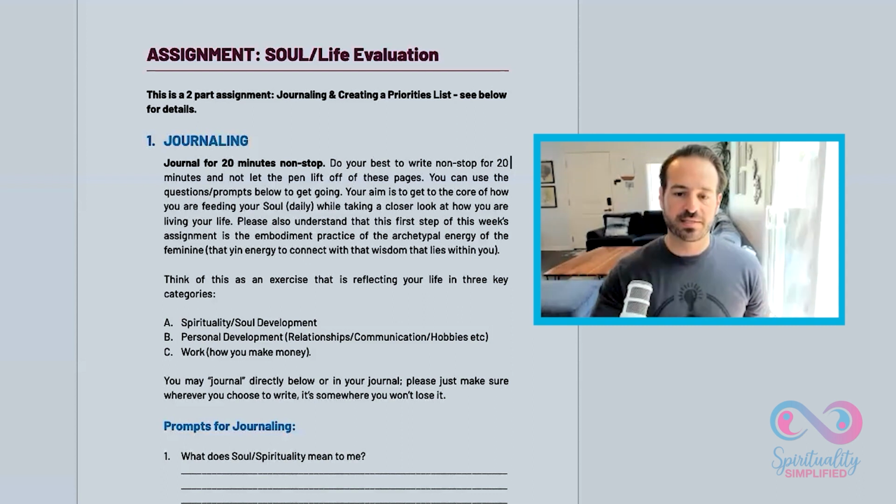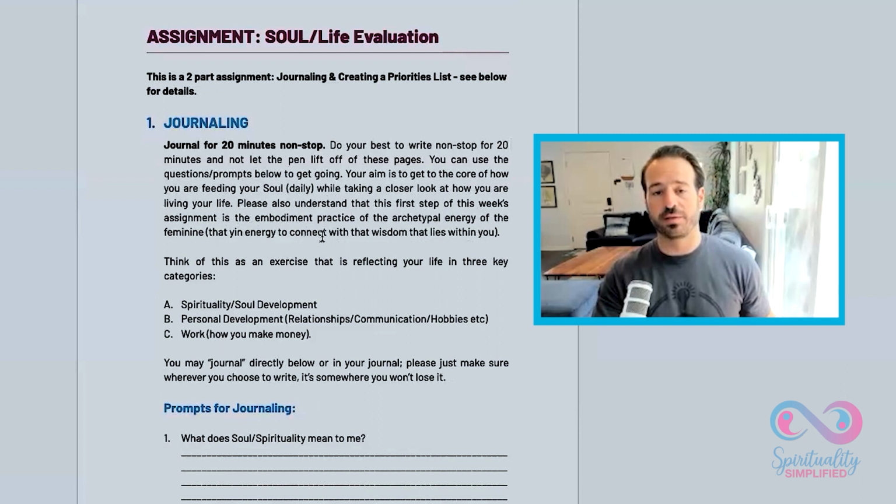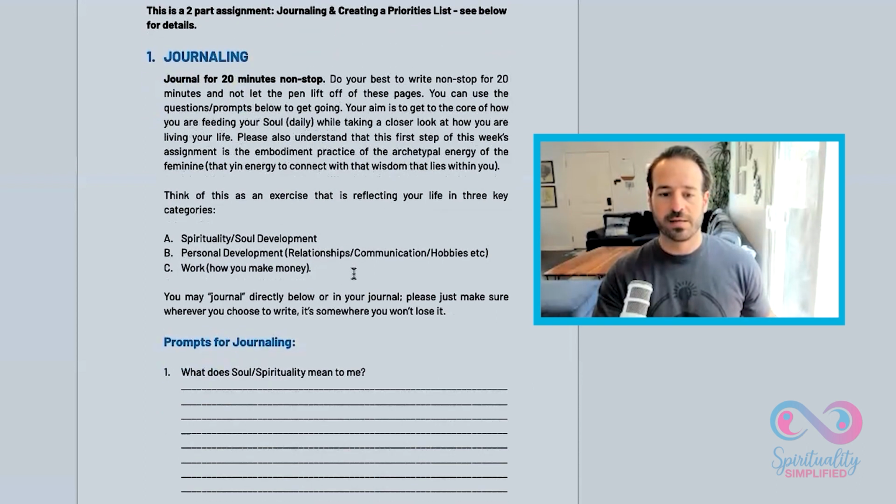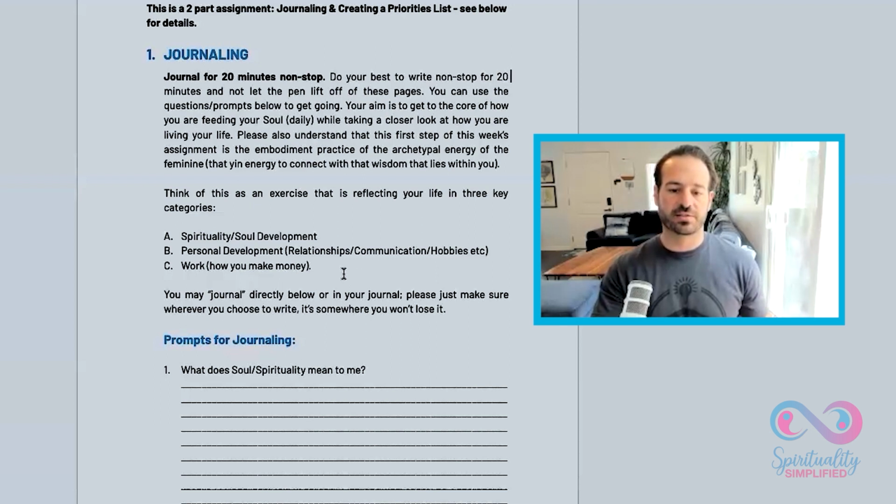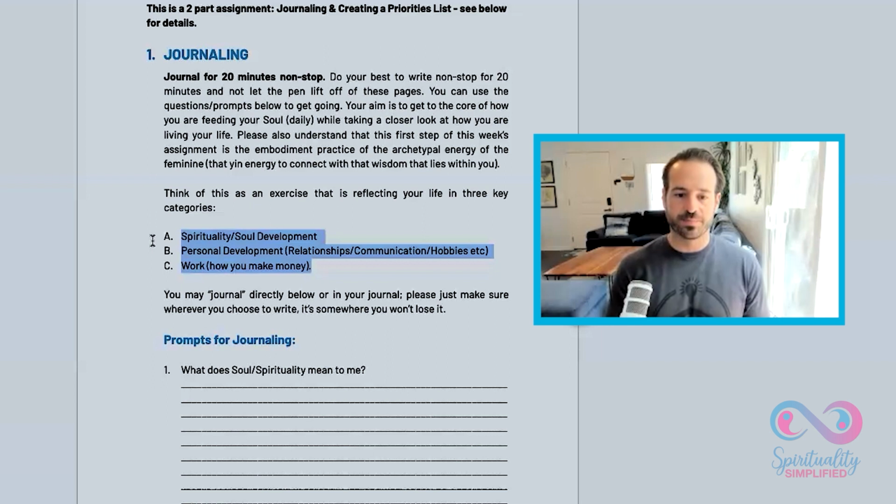So let's go through this, and we'll do it pretty quick here. So the idea is to journal for 20 minutes nonstop. And really, you could do this stream of consciousness style with no journaling prompts, or if it's more helpful, you could use the prompts below. But basically, for this journaling exercise, we're going to look at 3 key areas. First being spirituality and soul development, meaning what is my connection to my higher self, my inner world, and my curiosity and thirst for soul development.